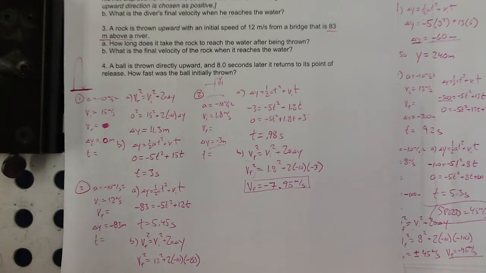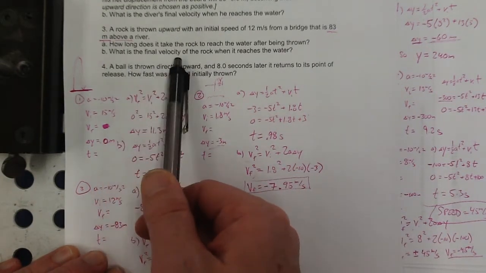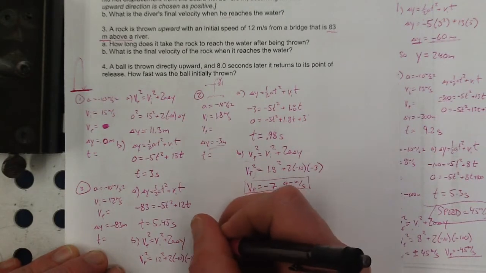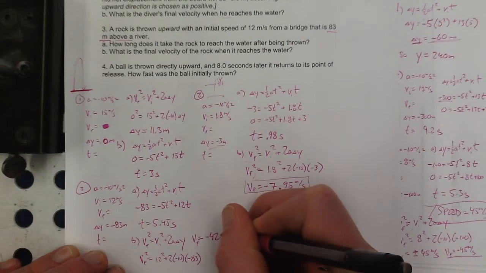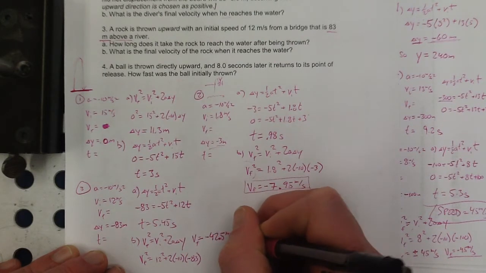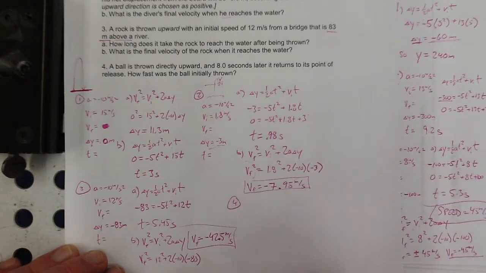Is my final answer, I'm going to get that plus or minus here because I have to square root something. It's going to be positive or negative. The rock going up or down. It's going to be going down, right, when it gets to the river. So that final velocity is negative 42.5. If you're making slightly different choices than I am about rounding, that's okay.